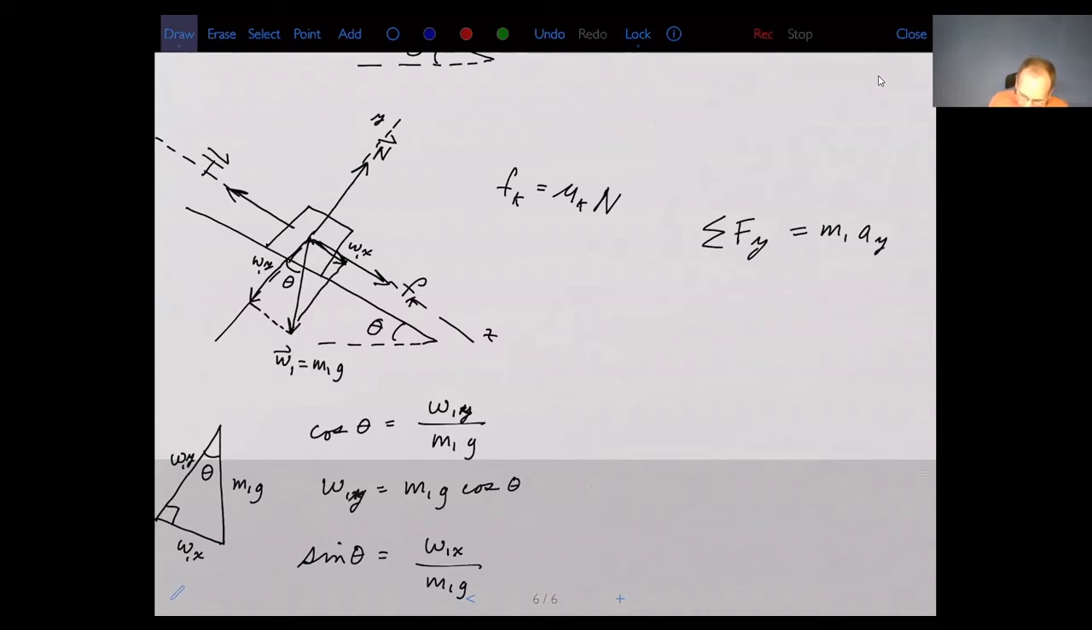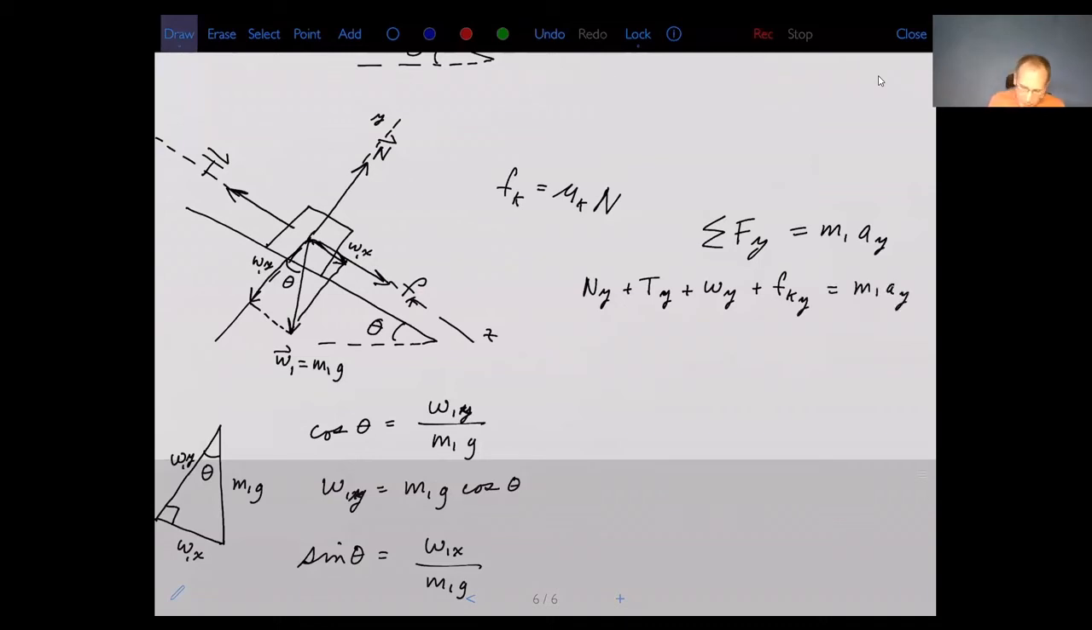So I want all the y components, right? I want the y component of the normal force, the y component of the tension, the y component of the weight, and the y component of the kinetic frictional force. And that's got to equal m1ay.